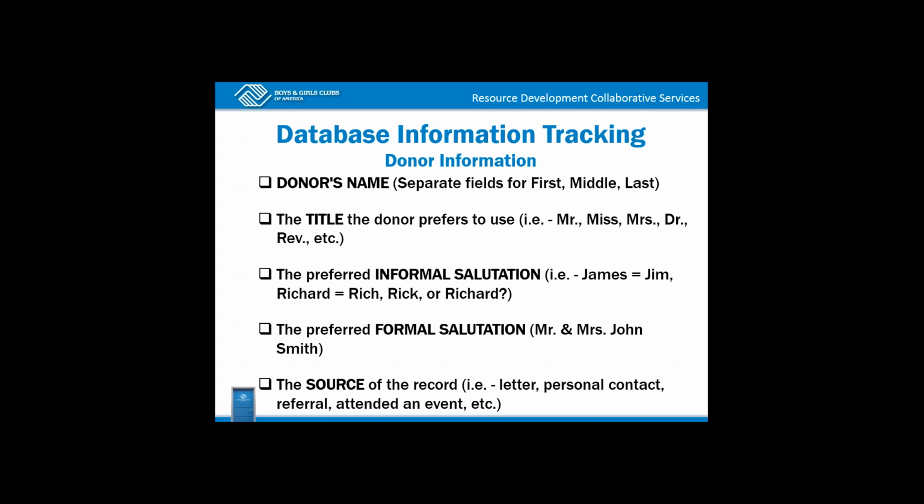Then your formal salutation for recognition and official tax receipts, how do they formally want to be recognized or communicated with? And then the source of the record. How did this record get into your database? If it's possible, it's really important to kind of look at that. Where are most of my donors coming from? Are they coming from events, referrals, personal contact, a mass mailing, whatever it might be?